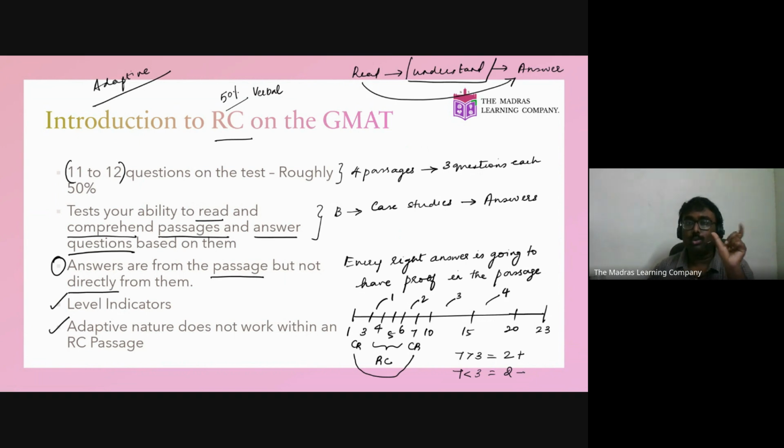So depending on how cumulatively you're performing on a reading comprehension, your levels change drastically as far as the test is concerned. So when you see an RC, it's an indicator that the test is changing levels either to a higher level or to a lower level. Mayuri, did you have a question?